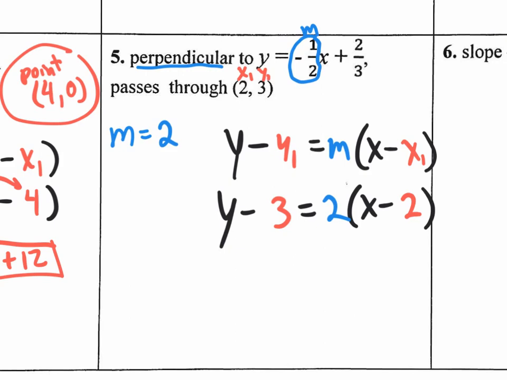And if on the test I ask you to leave it in point-slope form, you would leave it exactly the way it looks right there. That would be your answer. But on this worksheet, they want us to change them all to slope-intercept. So let's do that. Let's distribute.